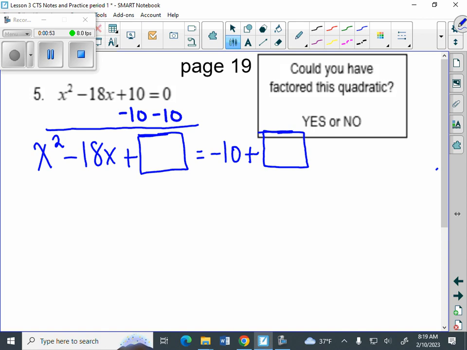To figure out what goes in that box, we're going to take the number in front. So negative 18 is the number preceding the box. And we're going to divide it by 2. It's always divide by 2. And then square. And if we do that on the left box, we need to put the same thing in the right box. So negative 18 divided by 2 squared.